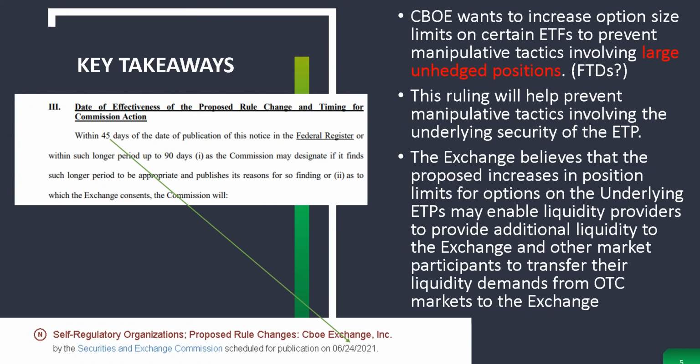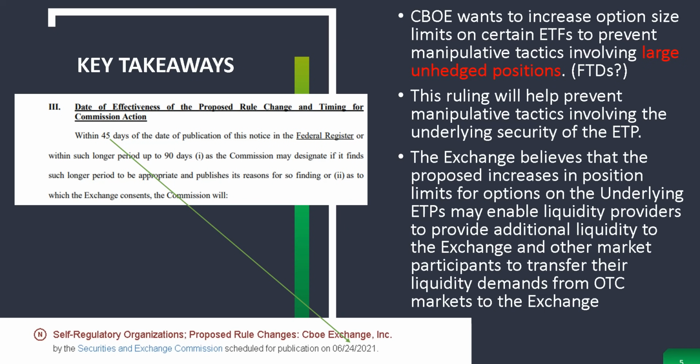So some key takeaways. Date of effectiveness: since we see it on the register right now and it is scheduled to be published tomorrow, we should expect a decision within 45 days of tomorrow's date. Now, in summary, CBOE wants to increase option size limits on certain ETFs and ETNs to prevent manipulative tactics involving large, unhedged positions, FTDs. This ruling will help prevent manipulative tactics involving the underlying security of the ETP.